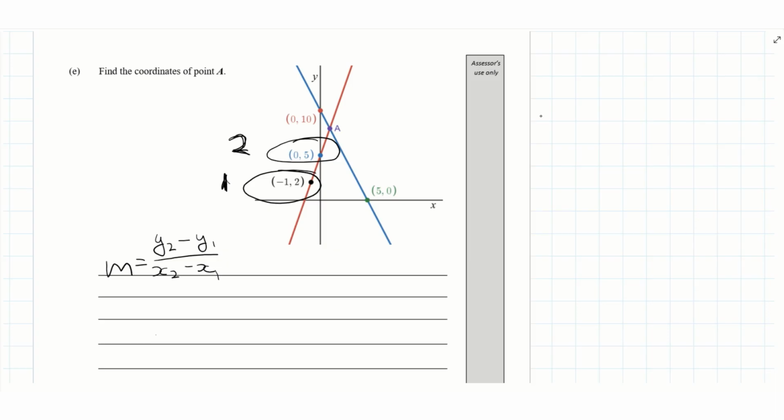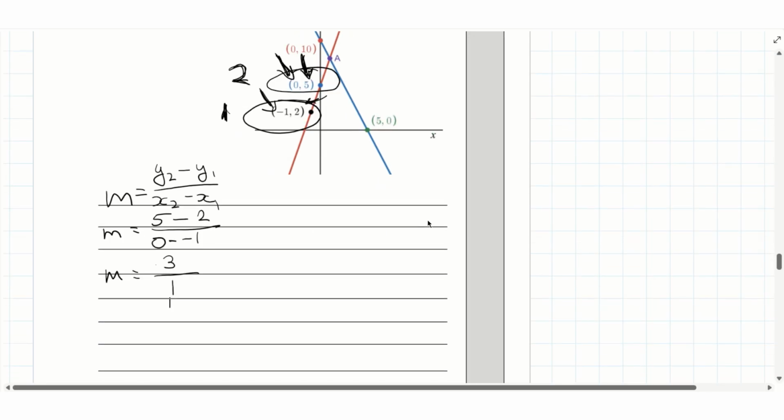So I'm going to put in gradient is equal to the y value in my second point, that's going to be 5, minus the y value in my first point, that's going to be 2, over the x value in my second point, 0, minus the x value in my first point, minus 1. I can do the math here. 5 minus 2 is 3 over 0 minus 1, which is the same thing as plus 1. And I will know that my gradient is equal to 3.